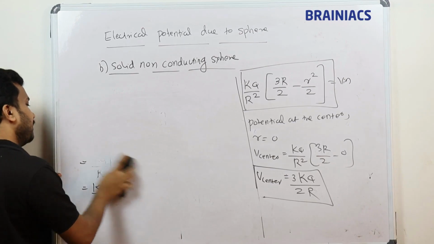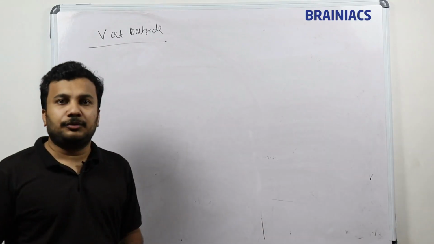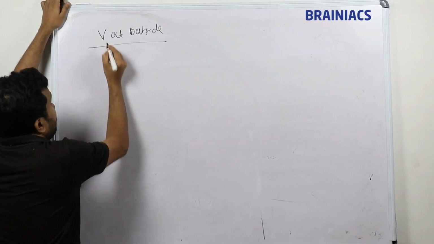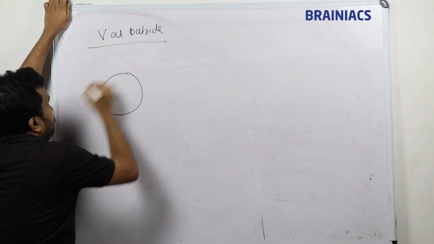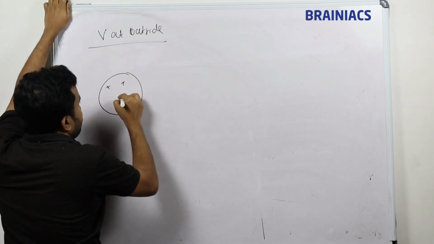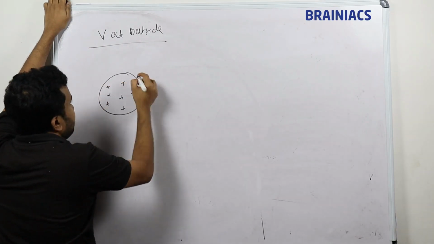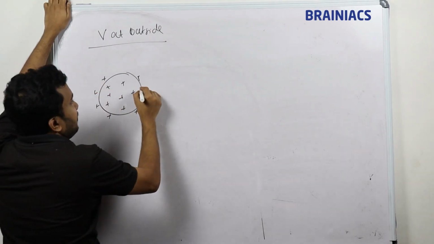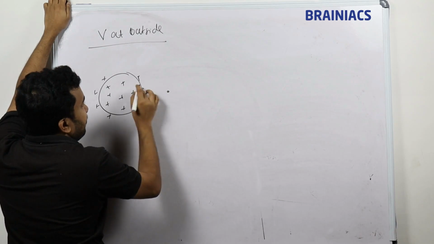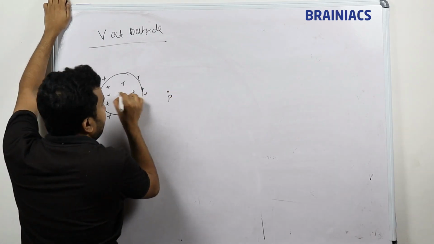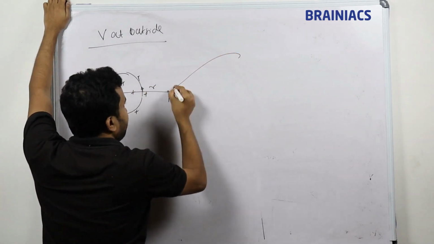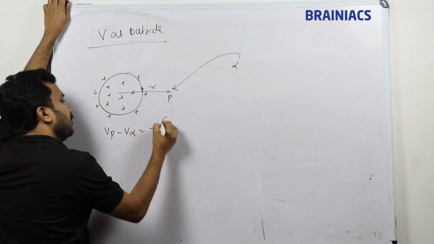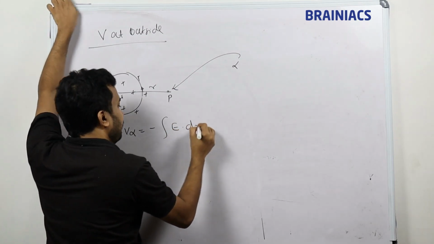Now we have found the potential at inside. So we are going to find the potential at outside. For the solid non-conducting sphere, the potential at inside and at the surface we have found. At an outside point, we consider a point P at a distance of r, and we bring the charge from infinity to P. So can you tell me, Vp minus V infinity will be equal to minus the integral of E dot dr.